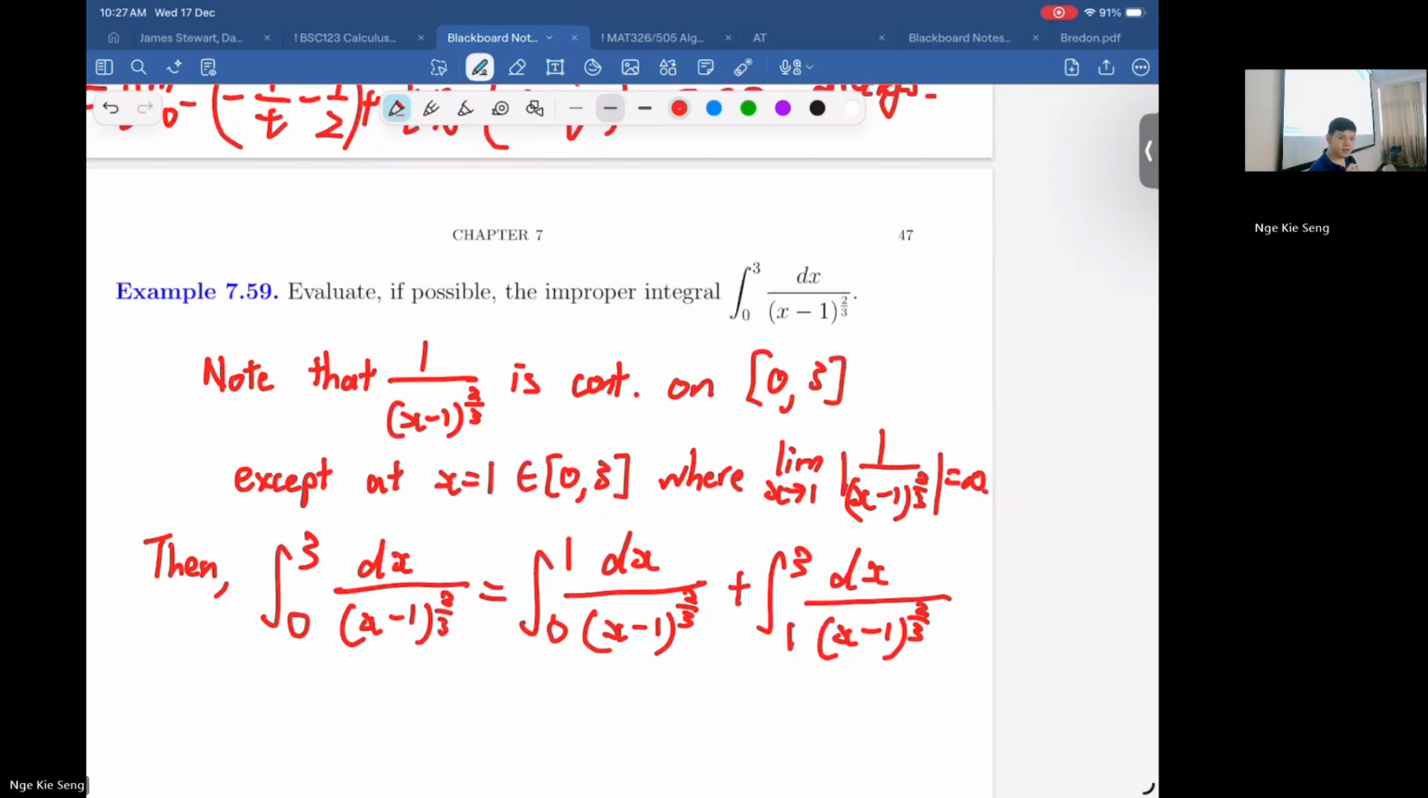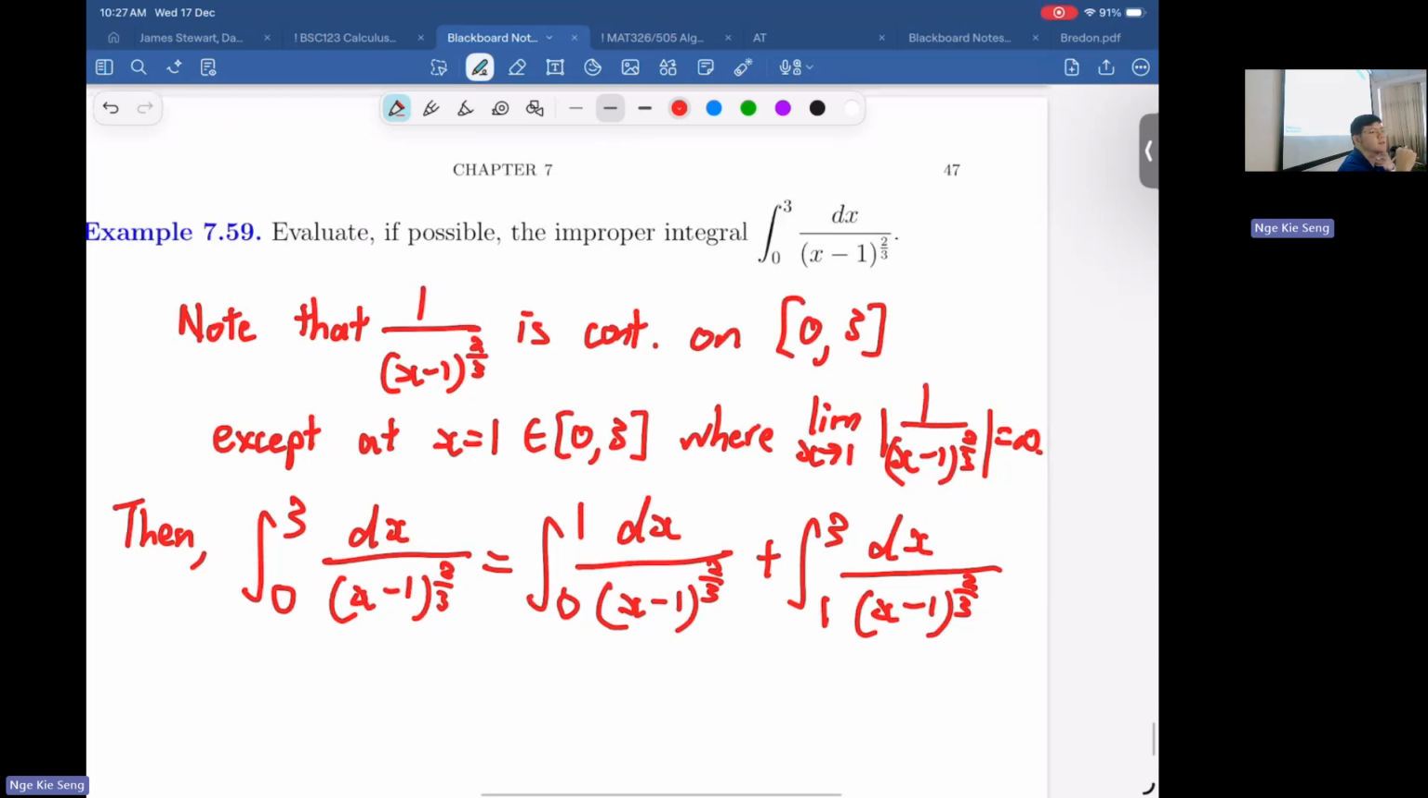Okay. Any idea how to integrate this, 1 over (x minus 1) to the 2 over 3? Any idea? Any technique we can use here? It looks like a polynomial, no? Can we make it look like a polynomial? Any idea how to integrate this?